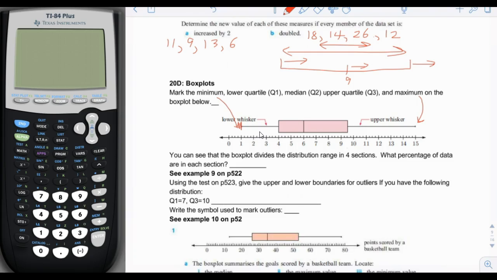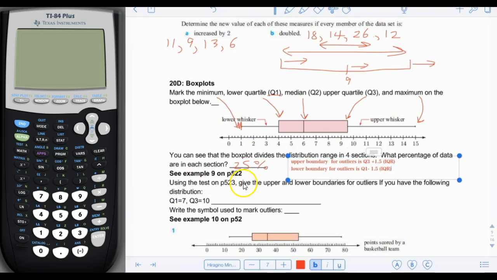The median, of course, is the middle one. The lower quartile is the left side of the box, and the upper quartile is the right side of the box. You can see that the box plot divides the distribution range in 4 sections. What percentage of data are in each section? Each one of these characteristics is separated from the other by 25%, or a quarter of the distribution. So there's 25% of the data in between each of these characteristic statistics.